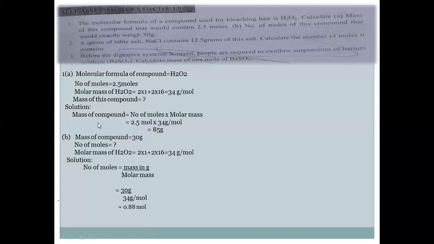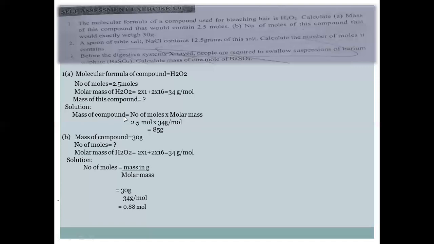Okay, for the mass of a compound there are two methods. One method I have done in the example. You can follow that method, or you can use this formula method. Both methods are correct. Whatever is easy for you, you can use that method. In this case, I'm using this formula method.